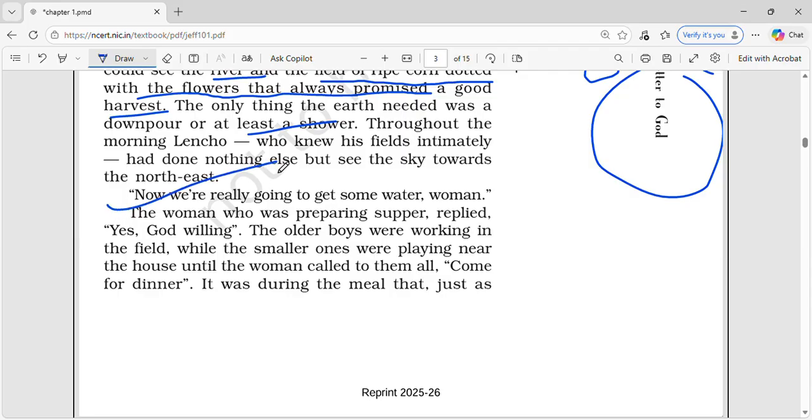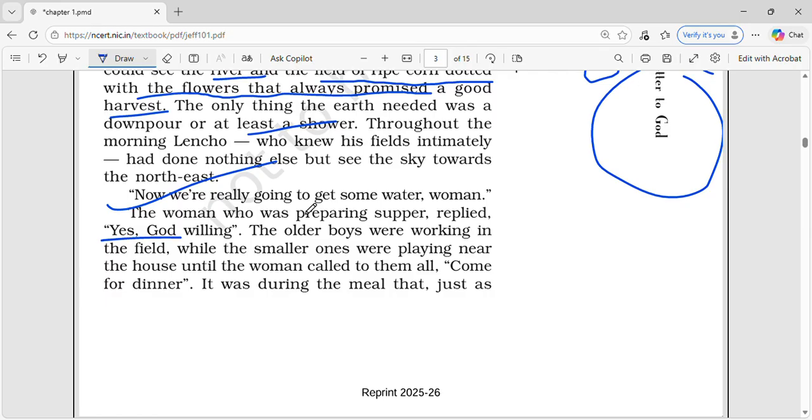"So now we're really going to get some water, woman." The woman, who was preparing supper, replied, "Yes, God willing." अब देखो, now Lencho says that over here we have to wait for some water to come out, right? And the woman replied that yes, but it is supposed to be on God's will कि whether it will rain or not, he only will decide.